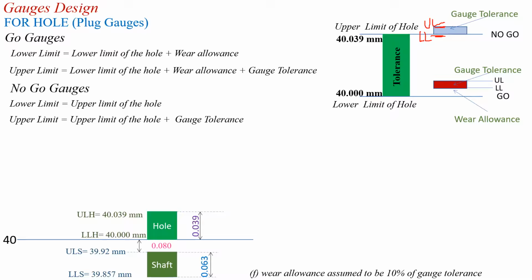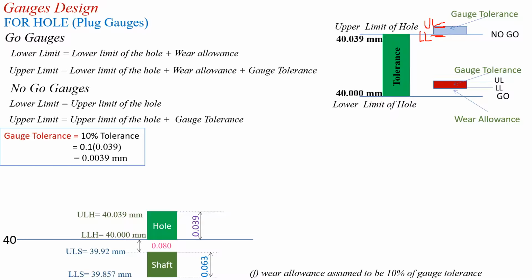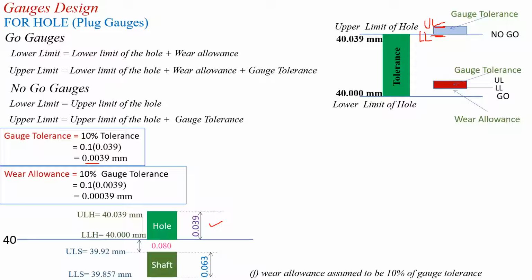Next we have to determine the gauge tolerances. In general, gauge tolerance is considered to be 10% of the tolerance. Here we are determining the plug gauges, and plug gauges are generally used for the hole. So gauge tolerance equals 10% of the tolerance on the hole. We already determined the tolerance on the hole is 0.039. Then gauge tolerance equals 10% of 0.039, which is 0.0039 mm.